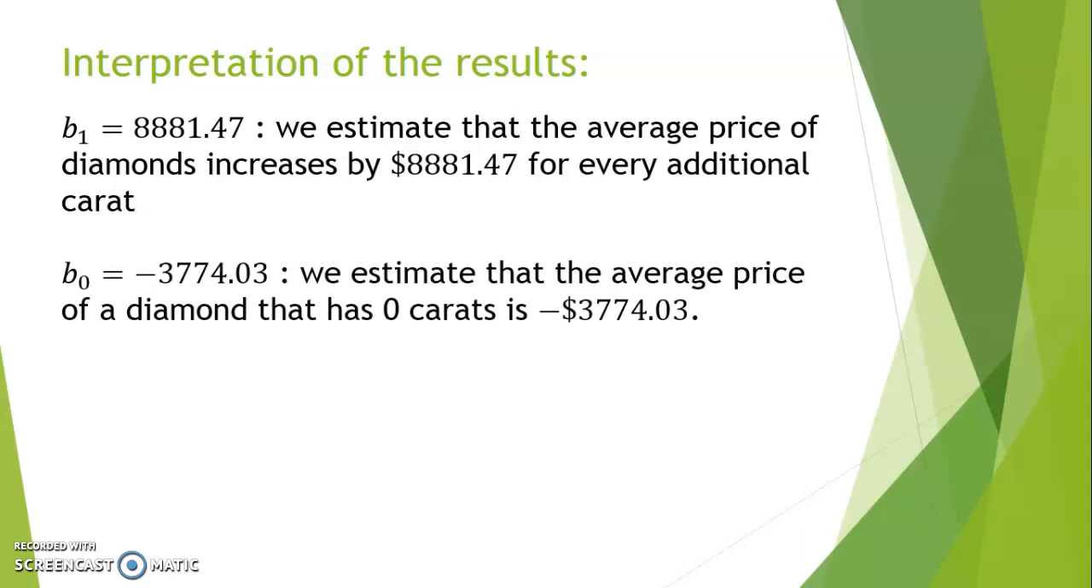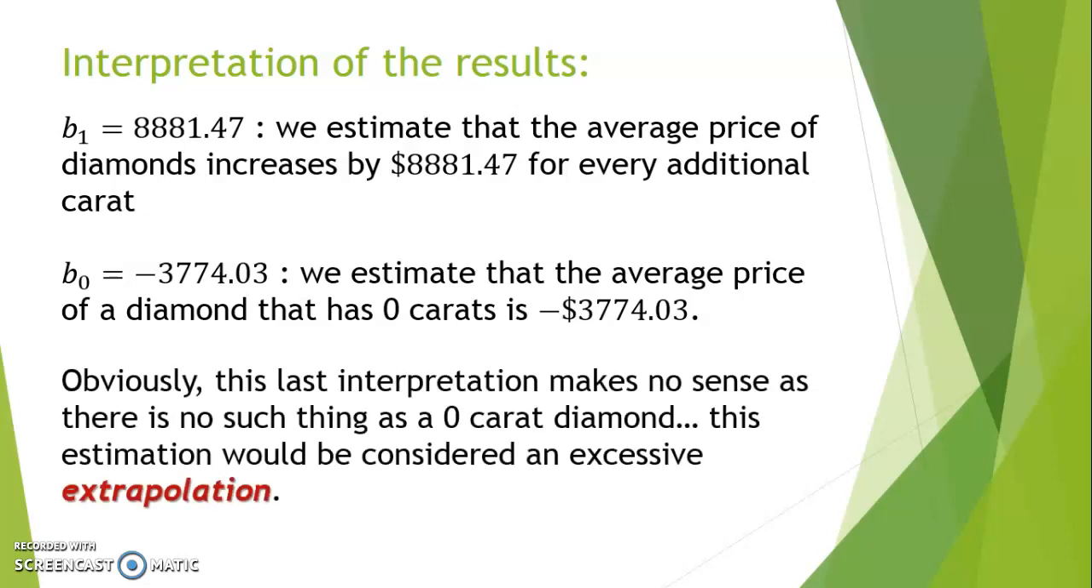B0, the y-intercept, is minus 3,774, which means we estimate that the average price of a diamond or of diamonds that have 0 carats is $3,774 negative dollars. Obviously this doesn't make sense, but then again, a 0 carat diamond doesn't exist. So this estimation would be considered an excessive extrapolation.